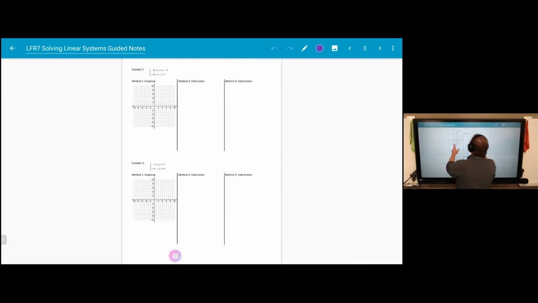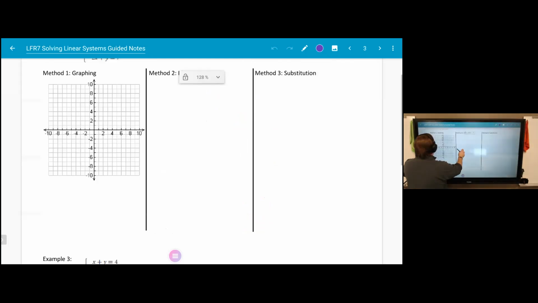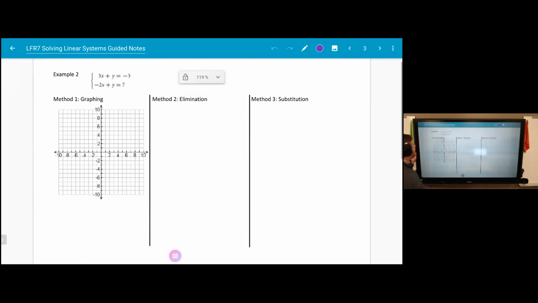Here we go. I'm going to do example 2. I've got 3x plus y equals negative 3, and I've got negative 2x plus y equals 7. For graphing, I'm going to solve for y. If I did that, the first equation would be y equals negative 3x minus 3, because I subtracted 3x from both sides. The second one would be y equals 2x plus 7.